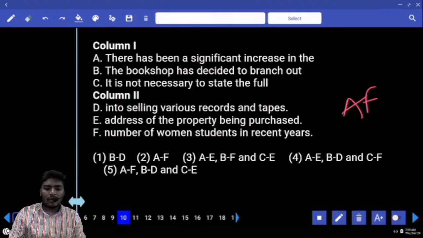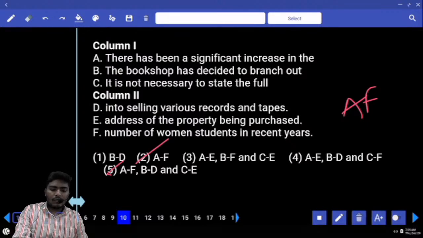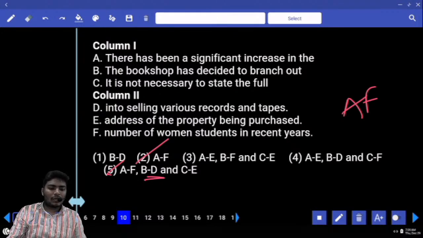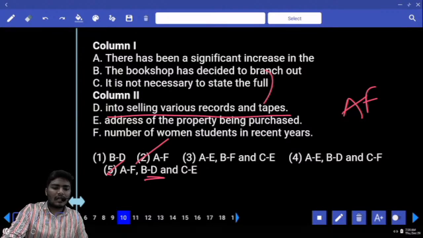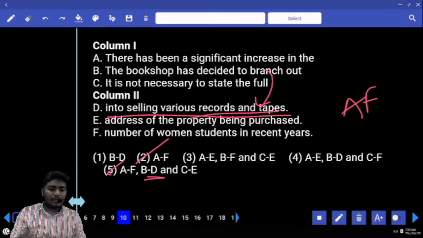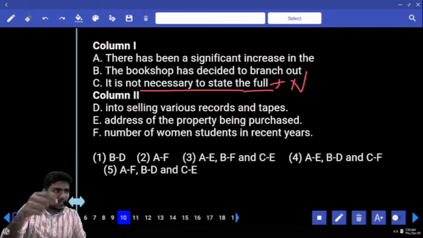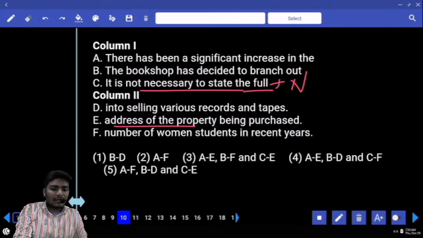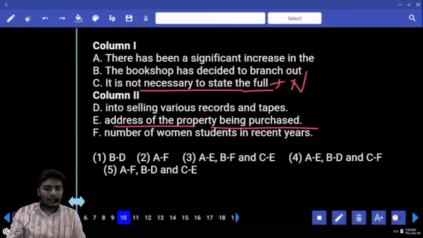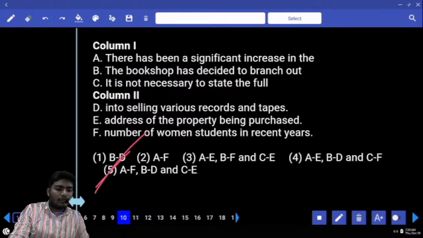So where is that AF? How many options are there? Second one, fifth one, anything else? No. Check for BD. The bookshop has decided to branch out into selling various records and tapes. That means they started selling various records and tapes. Check for CE. It is not necessary to state the full address of the property being purchased. It is not necessary to mention the full address of the property. Clear? So we can absolutely go for the fifth option.